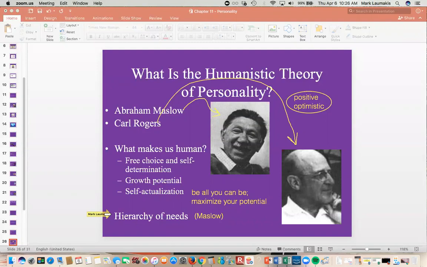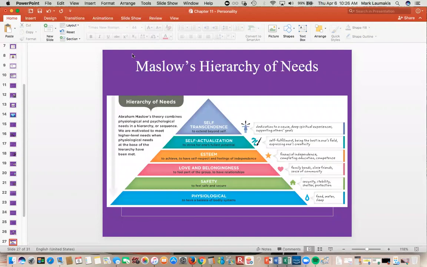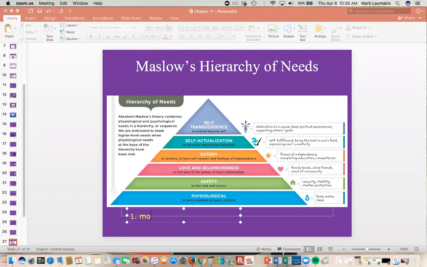And I want you to understand two things about the hierarchy of needs. You don't need to memorize all the different levels and lists of the needs here. I want you to understand two things. I'm going to type them in down the bottom. Number one, I want you to understand that we move up as lower needs are met. And number two, we move down if lower needs are unmet. Okay, what does that mean?